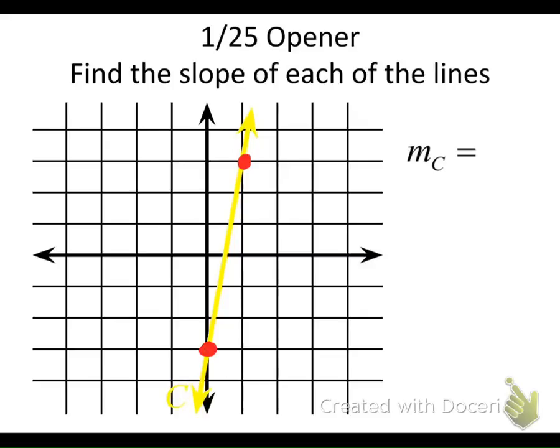I start by finding my rise, so I start at my first lattice point. Remember, rise goes up or down. If you count up, it's going to be positive, so I'm going to go 1, 2, 3, 4, 5, 6. So my rise is 6. Then I find my run, so I count over 1. So the slope of line C is going to be 6 over 1.